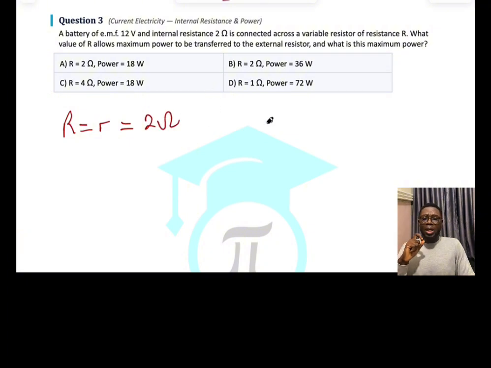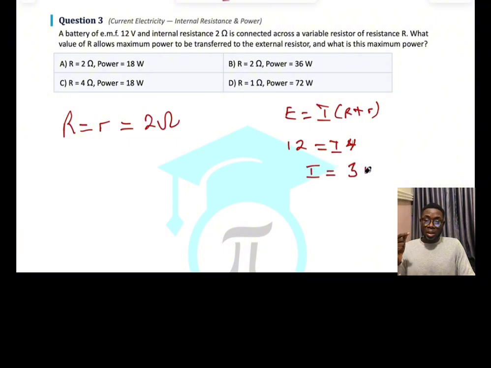And so we can easily get the current going through that external resistor using the fact that E equals I multiplied by R plus r. In this case, EMF is 12 volts and I is what we're looking for. R plus r will be 2 plus 2, which is 4 ohms. So if you solve for current, you have 12 divided by 4, and that is going to be 3 amperes. So the current here is going to be 3 amperes.